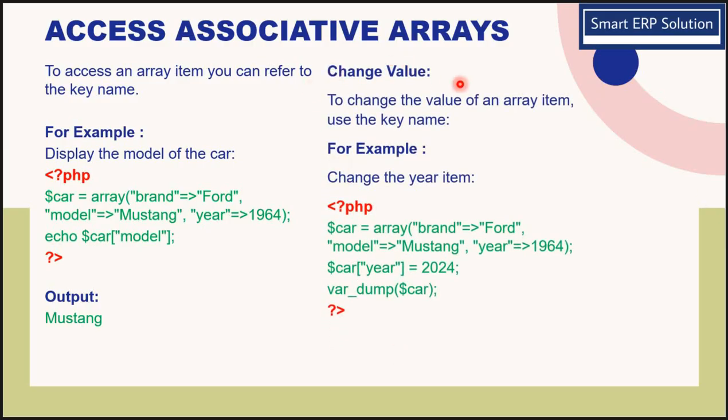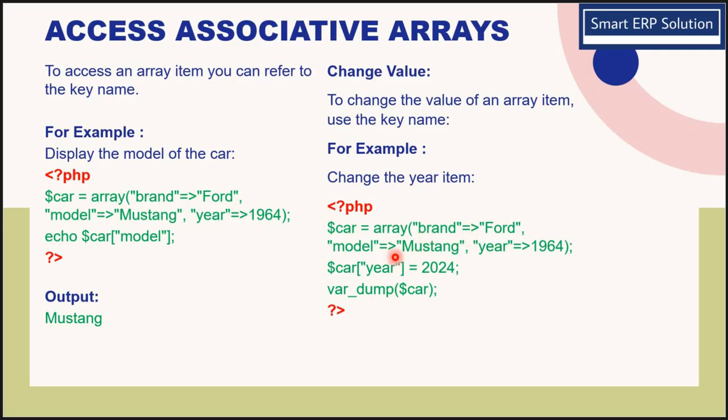Now, changing a value. To change the value of an array item, use the key name. Suppose, for example, we want to change the year item. So $car equals array, brand equals Ford, model equals Mustang, year equals 1964. We need to use this sign to assign the value of that key position.